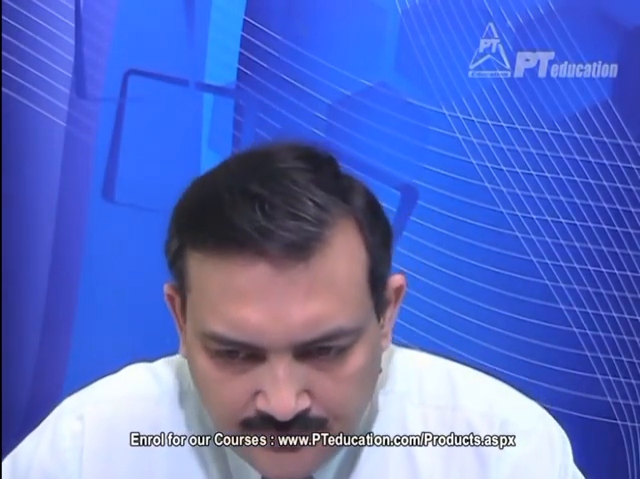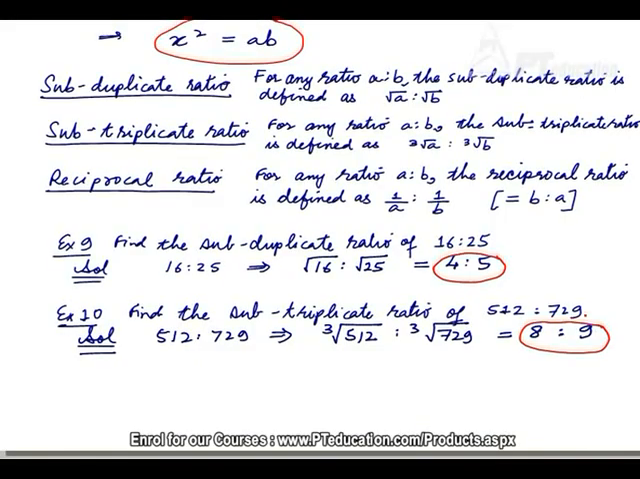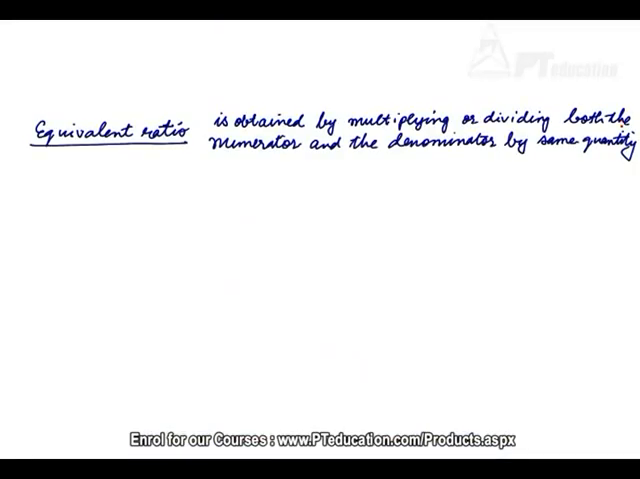For example 10, 512 is to 729. The subtriplicate ratio will be cube root of 512 is to cube root of 729. As we know, cube root of 512 will be 8, because 8 into 8 into 8 is 512, and cube root of 729 will be 9, because 9 into 9 into 9 is 729. Thus examples 9 and 10 have been explained. Let's move on.